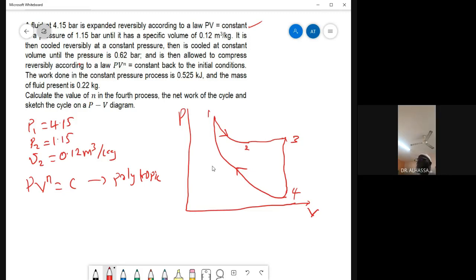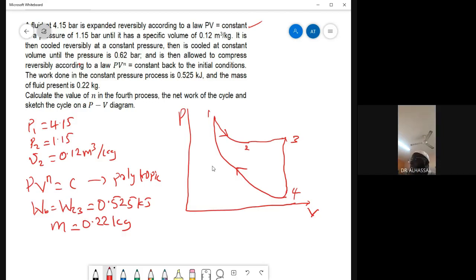Now, the work done in the constant pressure process, the boundary work BW 2 to 3, equals 0.525 kilojoules. And then the mass of the ideal gas is 0.22 kilogram. Calculate the value for n in the fourth process.